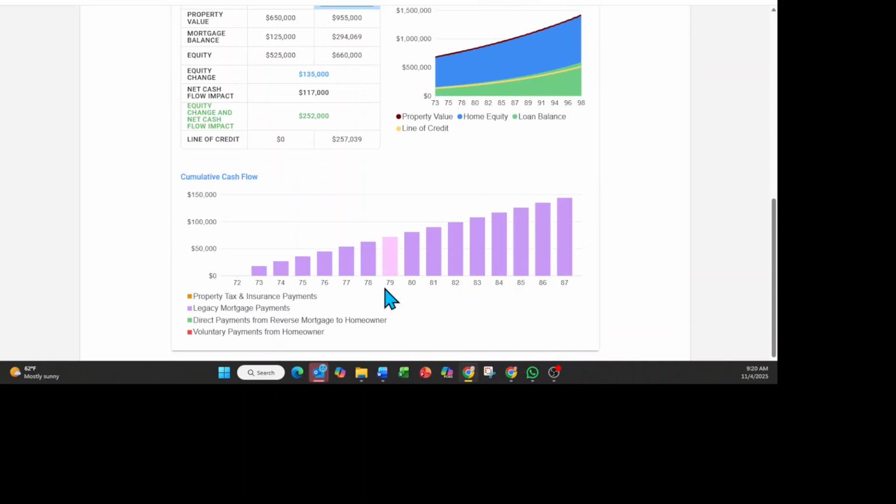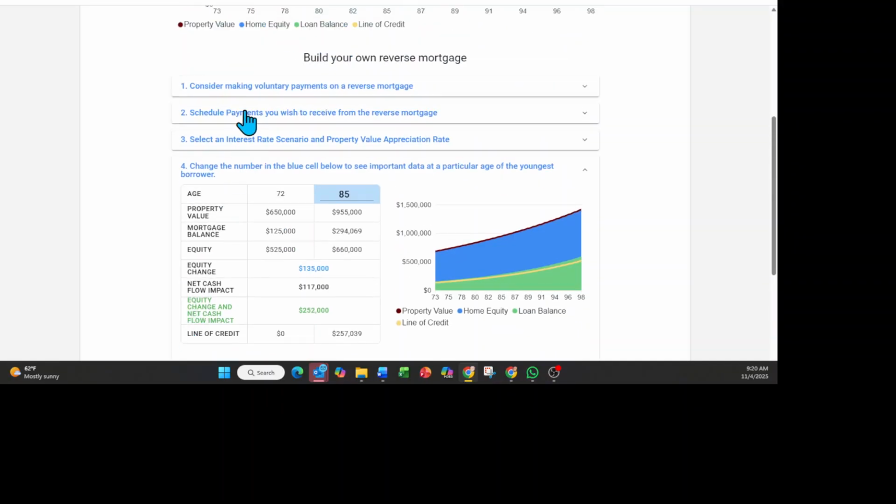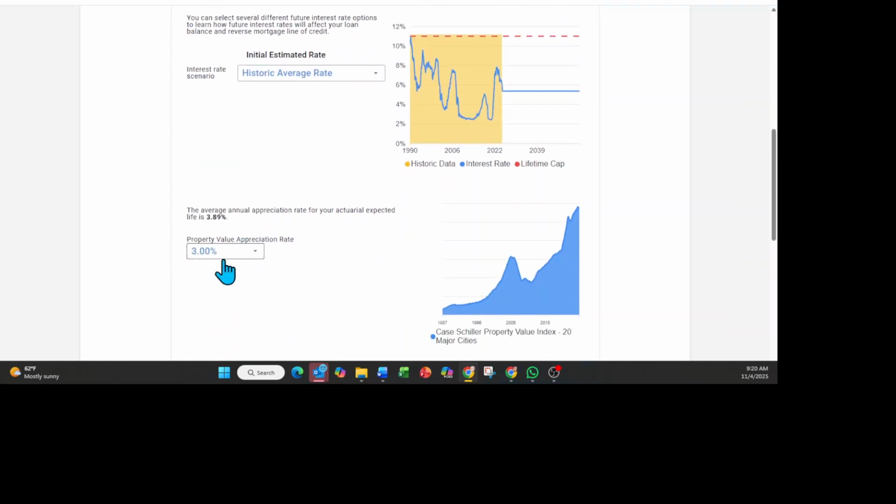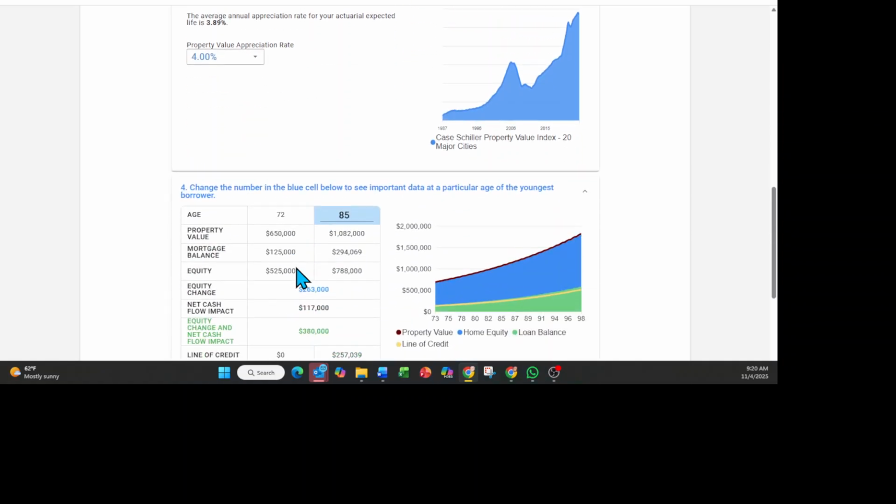The cash flow chart is down here. The only thing on it right now is that $750 a month of legacy mortgage payment they no longer have to make. So what are our assumptions? We default to a 3% property value appreciation rate. You can change that. You can put your own in or go with 4 or whatever you like. We'll change it to 4 just for the time being. There'll be more equity in the home if we do that because the property value will be higher at 4% compared to 3%.